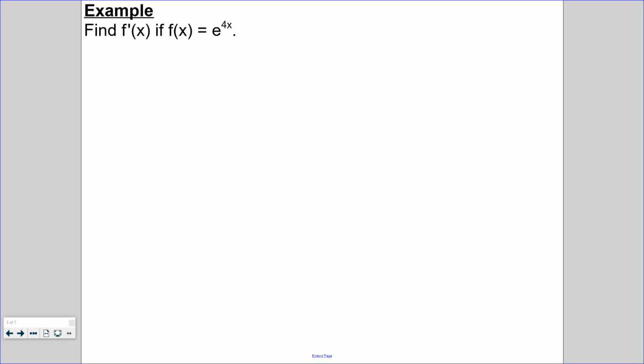Alright, so now let's take a look at our next example. So here we want to take the derivative of e to the 4x. And as we can see here, we do have a composite function, with 4x being the inside function and e being the outside function. So let's just remember that d dx of e to the u is going to be e to the u times u prime. And in this particular example, u is going to be 4x, and u prime will just be 4.